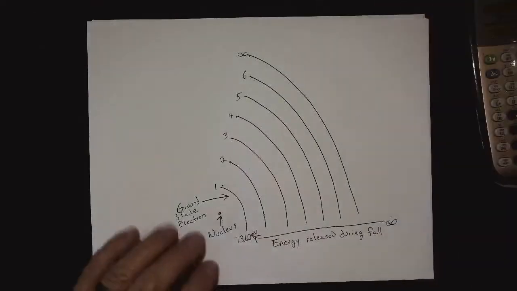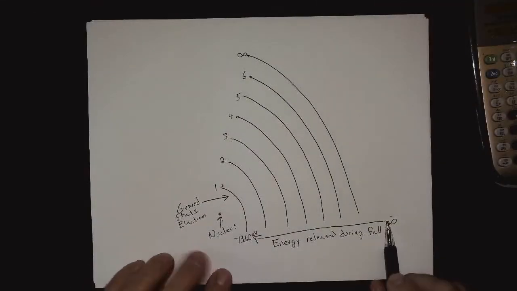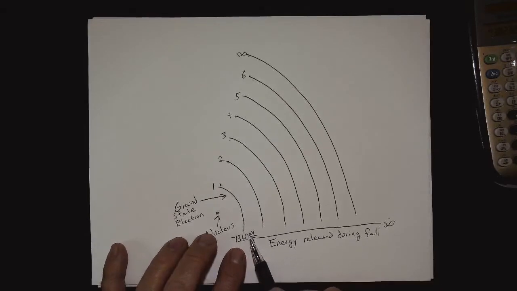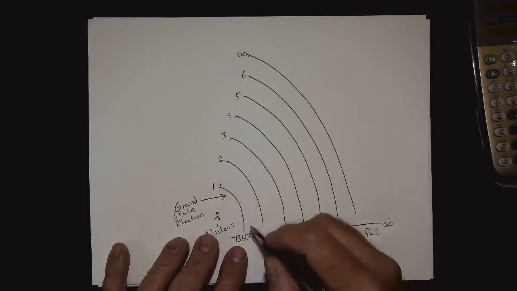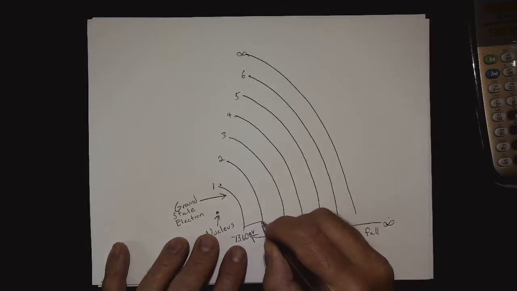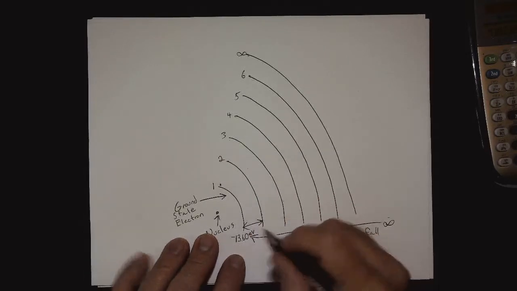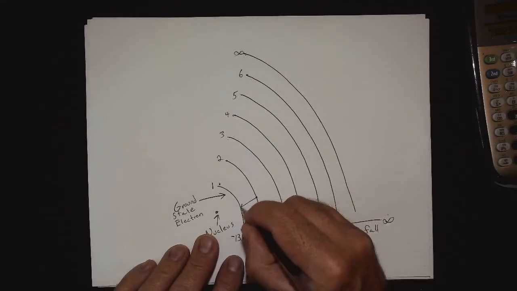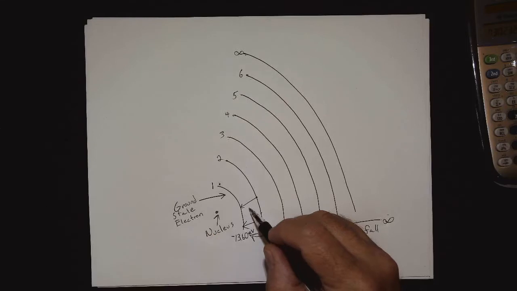Okay, so let's try a problem first. We have 13.6 electron volts of energy released during the fall. Between this shell and this shell, how much energy is there? In other words, if an electron fell from here to here, how much energy would be given off?